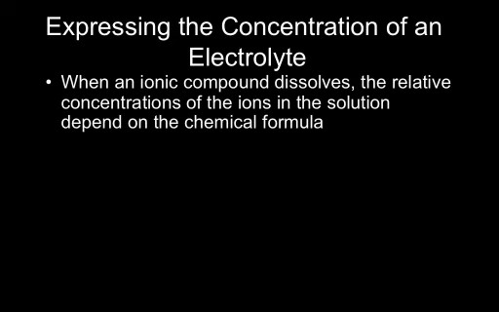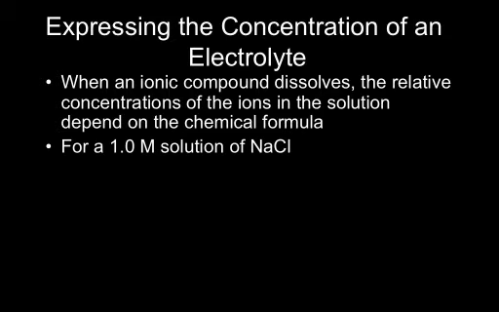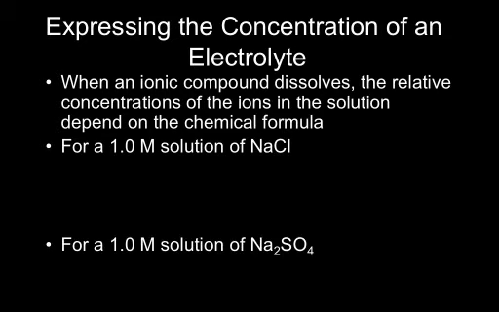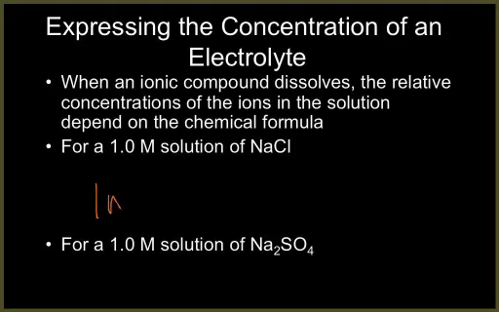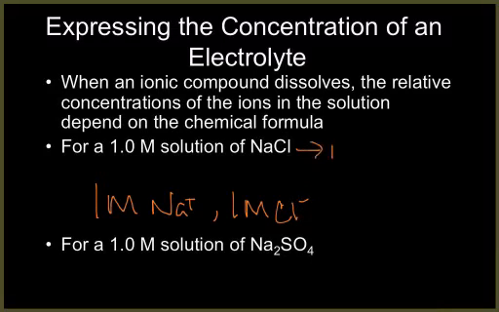Okay, the next thing we can look at is how you can express the concentration of an electrolyte solution. We talked about this a little bit at the very beginning, but just to review, when you have an ionic compound and it dissolves, the concentration of the ions depends on the chemical formula and the original concentration. For example, a 1 molar solution of NaCl would be 1 molar Na+ and 1 molar Cl-. To do that, you figure out what this dissociates into. It dissociates into Na+ and Cl-, in a 1-to-1 ratio here. So you have 1 molar Na+ and 1 molar Cl-.